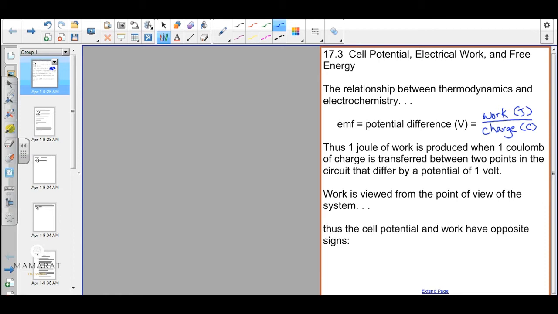Now, you might be asking yourself, what the heck is a coulomb? That's coming on the next page here. But work is viewed from the point of view of the system itself. Thus, the cell potential and work have opposite signs. So, E is equal to negative W over little q. Or you could say negative W equals E times q.